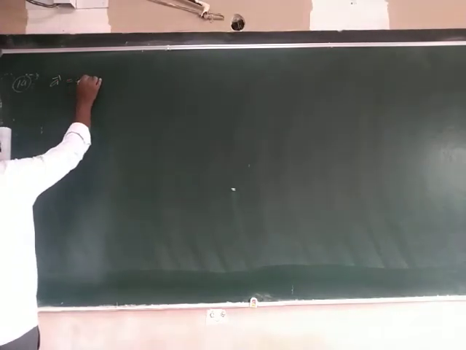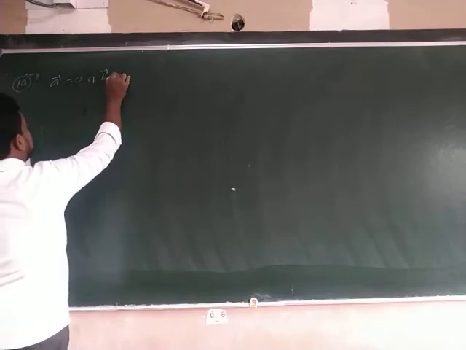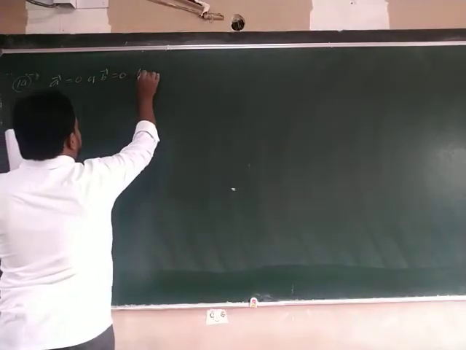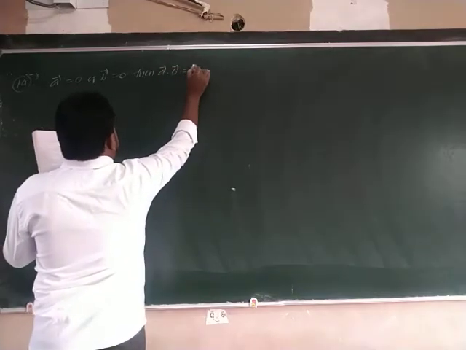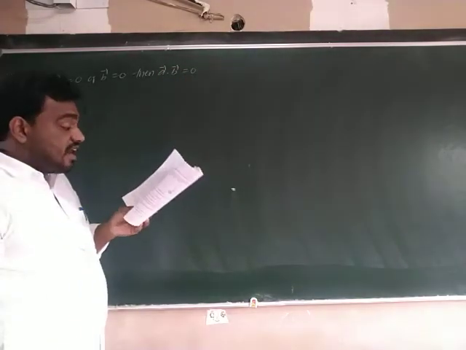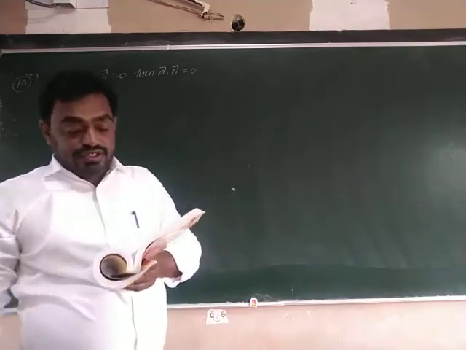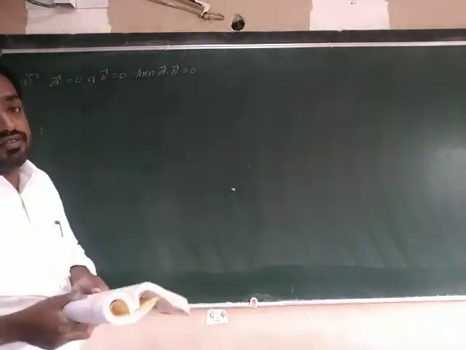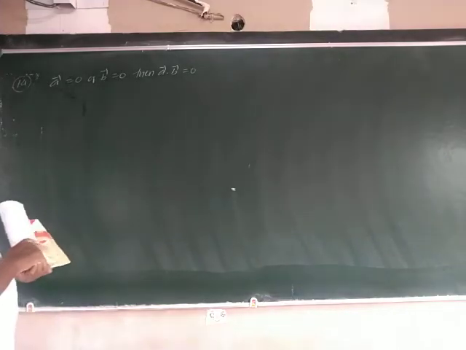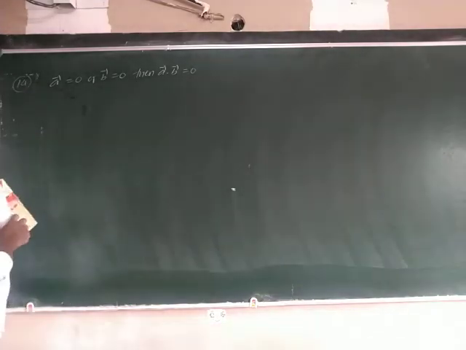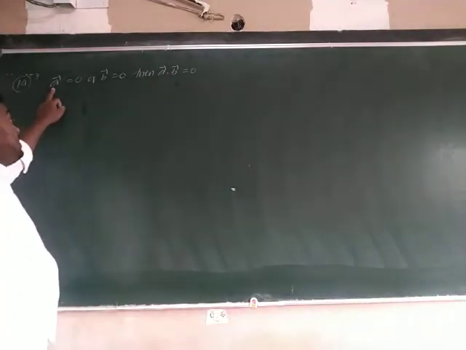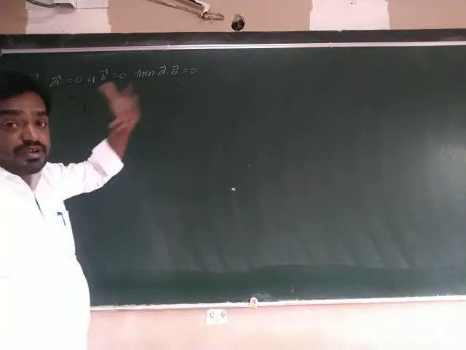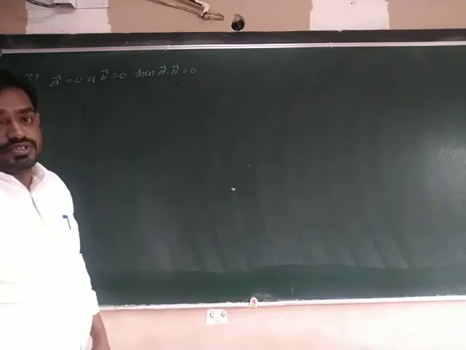What is given? Vector a is equal to 0 or vector b is equal to 0, then a dot b is equal to 0. But the converse need not be true. Justify with one example. What is the converse? The converse is: a dot b is equal to 0, then vector a and vector b need not be equal to 0.